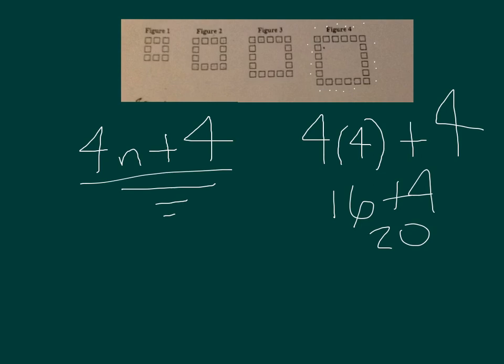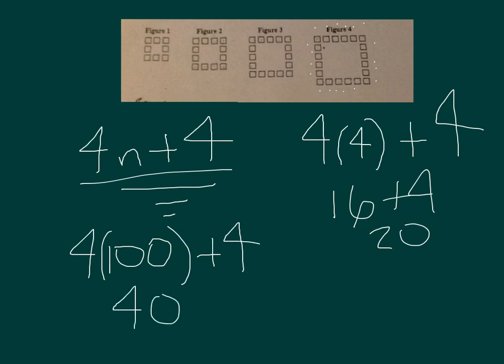Let's try it for the 100th case, just to check our work. So we have 100 middle tiles, and we need that 4 times, and we're adding the four corners. That gives us 404. That's why you should always show your work.